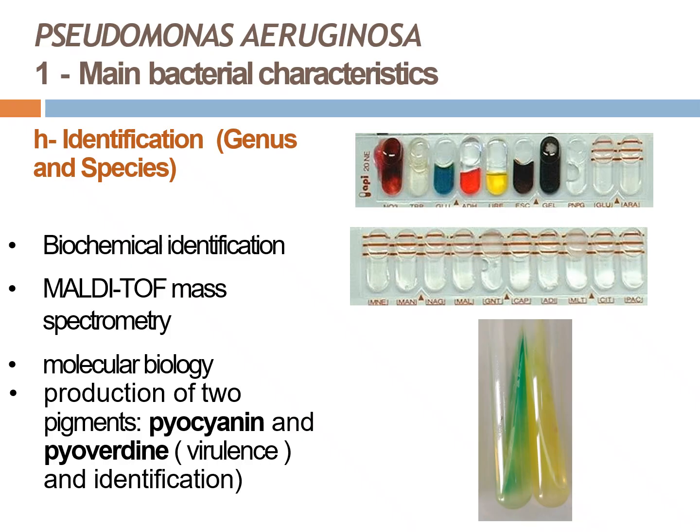We can identify Pseudomonas aeruginosa using several methods: biochemical tests, MALDI-TOF mass spectrometry, or molecular biology. A very distinctive feature is the production of two pigments, pyocyanin, which gives a blue-green color, and pyoverdin, which is yellow-green. These pigments are not only useful for identification, but also play a role in the bacterium's virulence.